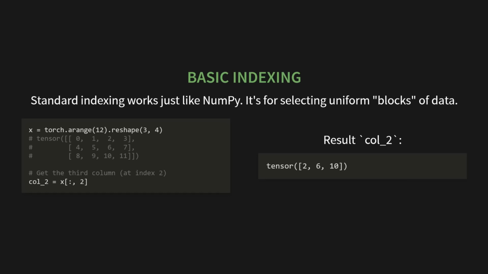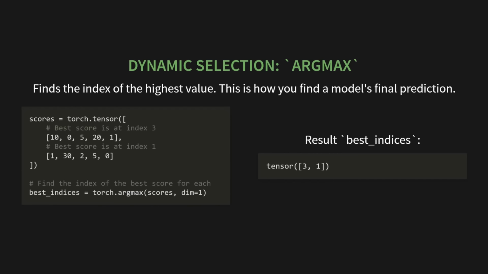If we want to get the third column, which is at index 2, we just write X, open brackets, colon, comma, 2. That means give me all rows, but only the column at index 2. And the result is a tensor with 2, 6, and 10. Easy. But let's get more dynamic.